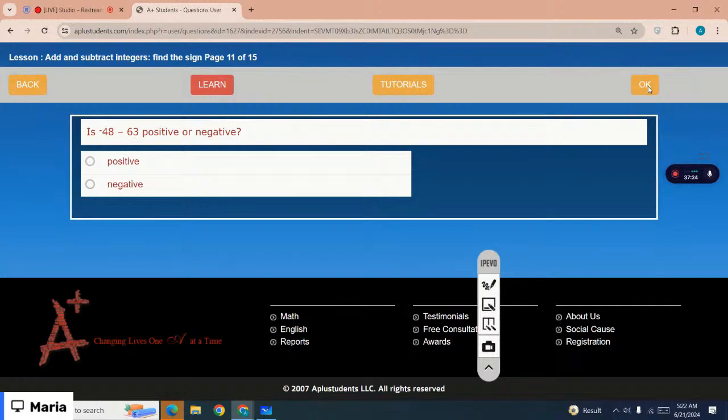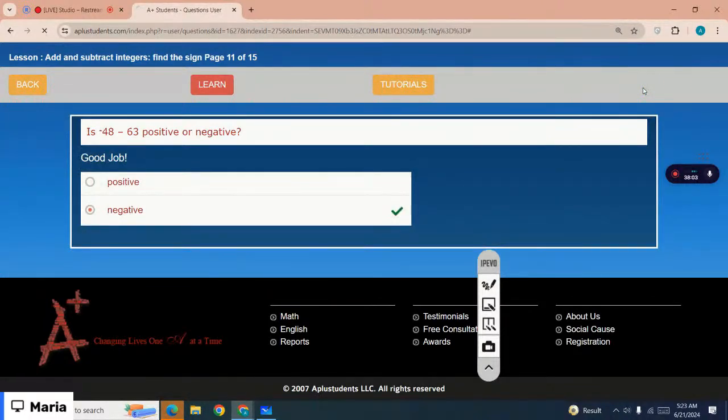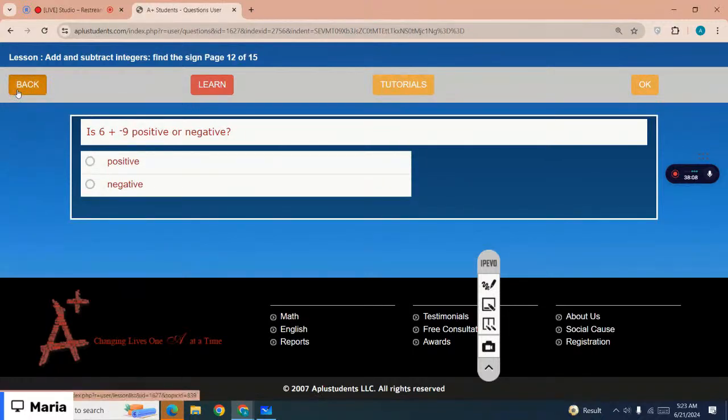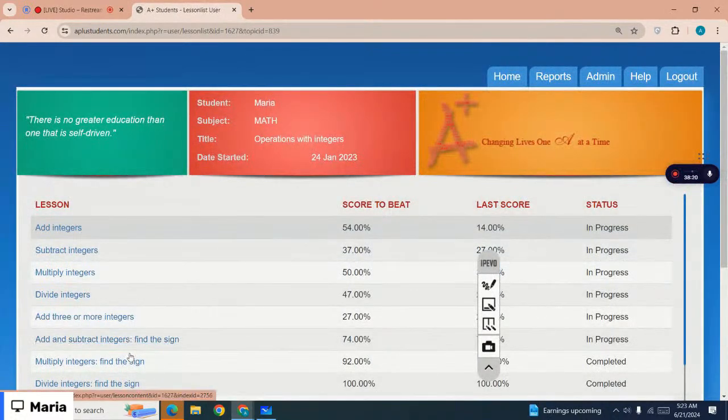Is negative 48, negative 63 positive or negative? Okay, you can complete the lesson by yourself later today. Let me start the next lesson.